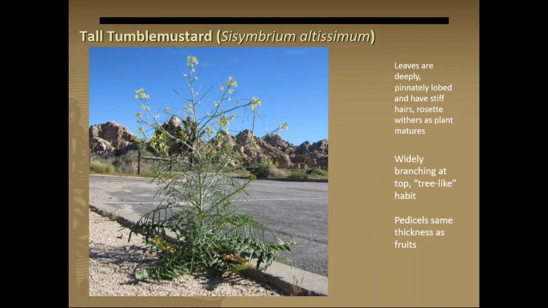Which brings me to the next species of mustard. This is tall tumble mustard. This one is the most common mustard in the topside area. The pedicels, the stalks that hold the fruits, are about the same thickness as the fruits. They're not narrower like London Rocket. To me, this one also has more of a tree-like growth form generally, and the leaves have many more segments.